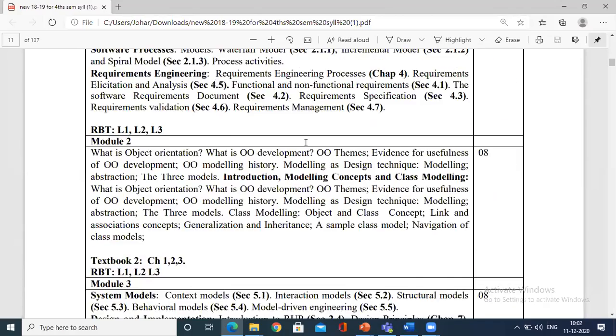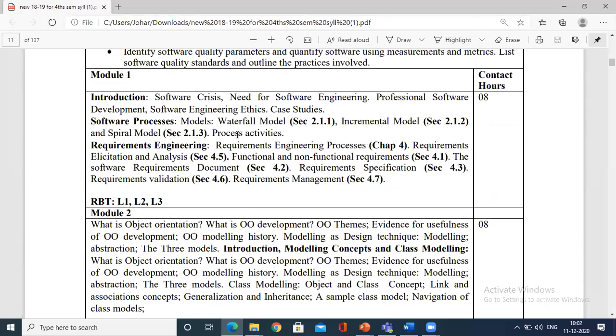You need to put effort from your side to understand the concepts of the waterfall model, incremental model. Why do we need this? Because when you start a project in your future semester, maybe the 5th, 6th, 7th or 8th sem, you will find these terminologies difficult. What are the functional requirements? What are the non-functional requirements? How do you collect the requirement specifications? What is the meaning of validation? All these things you find difficult.